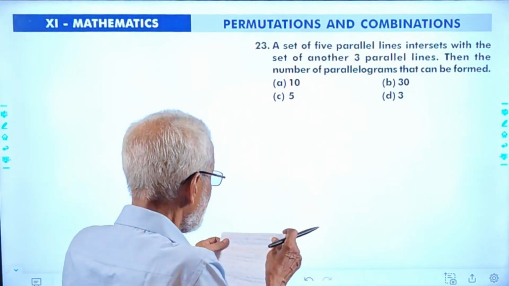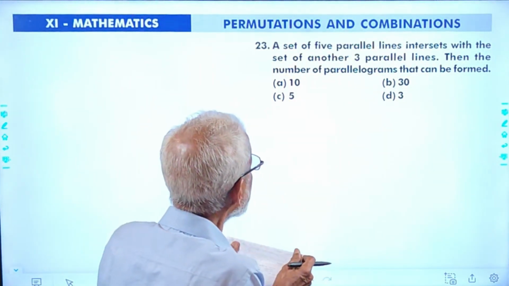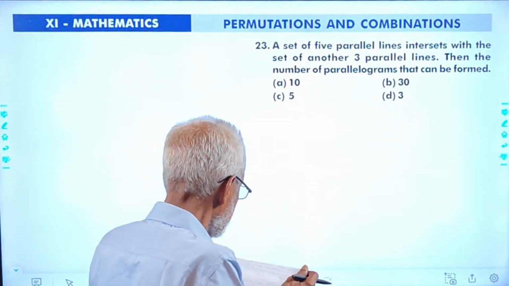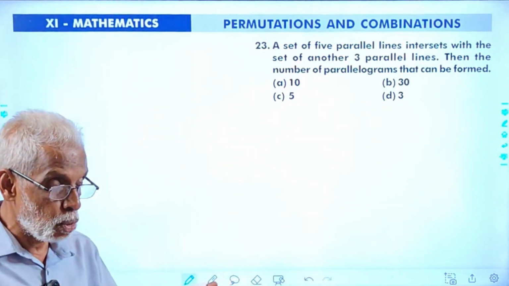Okay, a set of 5 parallels intersect with a set of another 3 parallels. Then the number of parallelograms so formed.